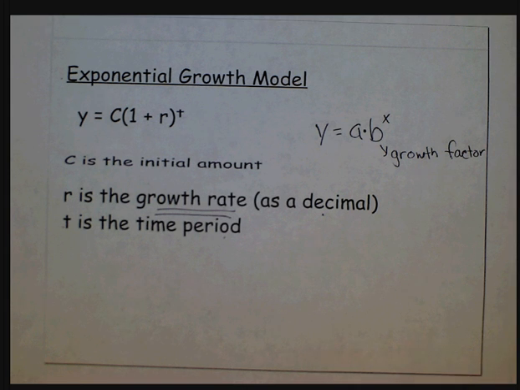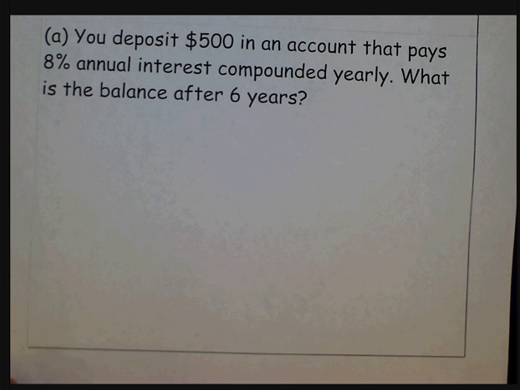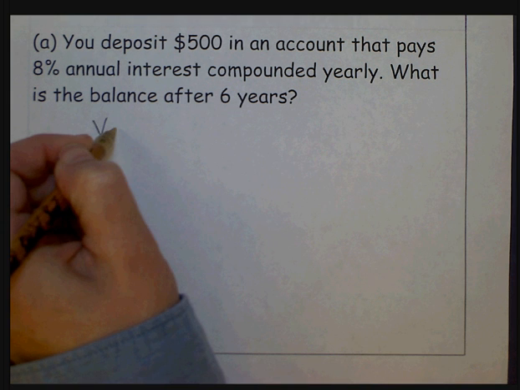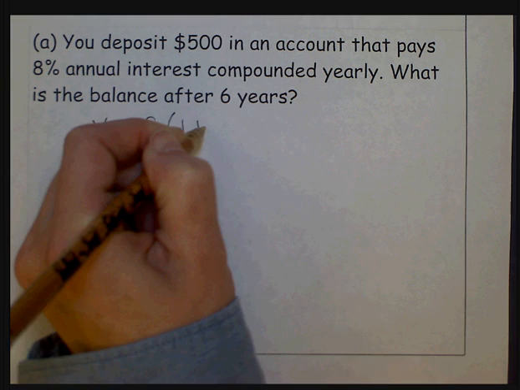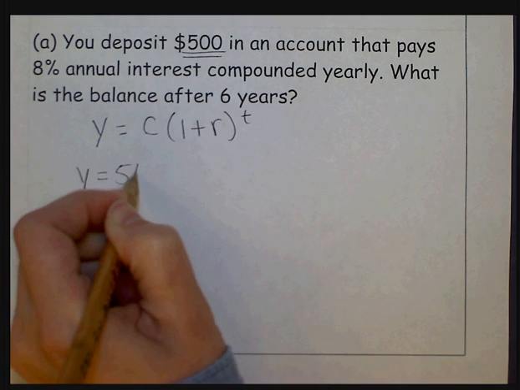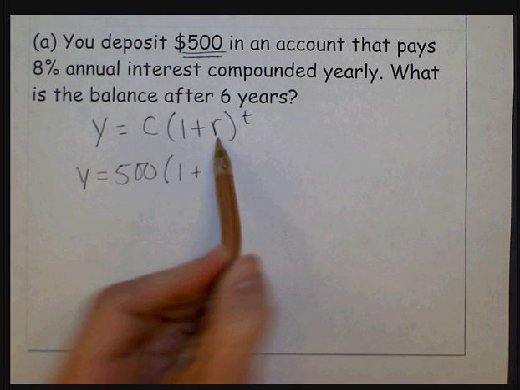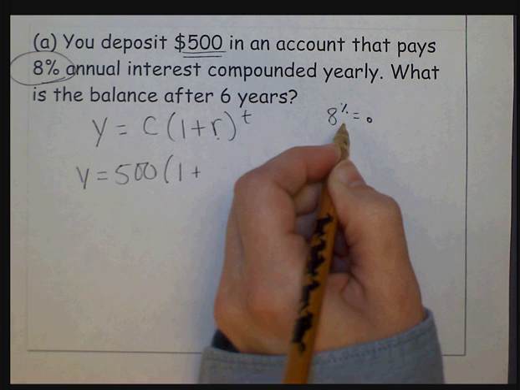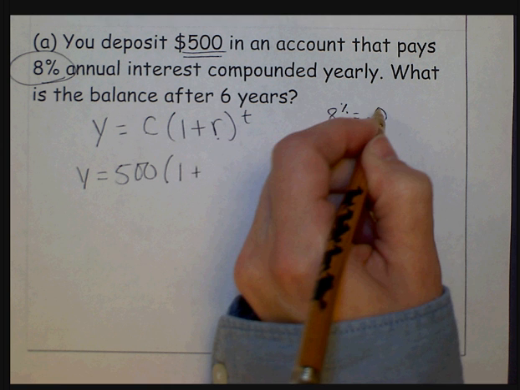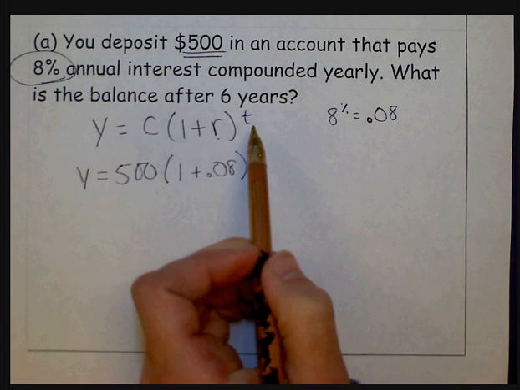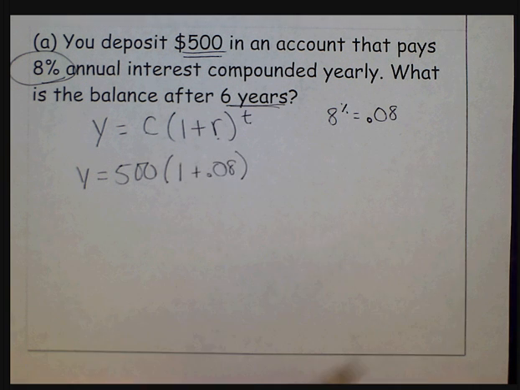So let's look at an example. This says you deposit $500 in an account that pays 8% annual interest compounded yearly. What is the balance after 6 years? So we're going to use our exponential growth model, which is y equals c times 1 plus r to the t. So c is the initial amount, so c will be replaced with 500. 1 plus, this is the growth rate, which is 8%, but we have to change it to a decimal, which means you move the decimal 2 places to the left, so it becomes 0.08. So then you have 500, parenthesis 1 plus 0.08 raised to the t power, and t is the number in years, so that'll be to the 6th power.